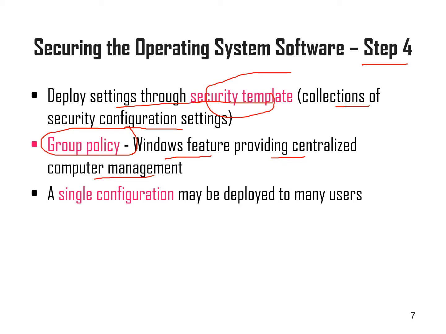So group policy is nothing but centralized computer management that will deploy the settings through a security template. A single configuration may be deployed to many users with the help of group policy. We can do a single configuration and deploy it for many users. So this is the fourth step, deploying the security settings through a security template.